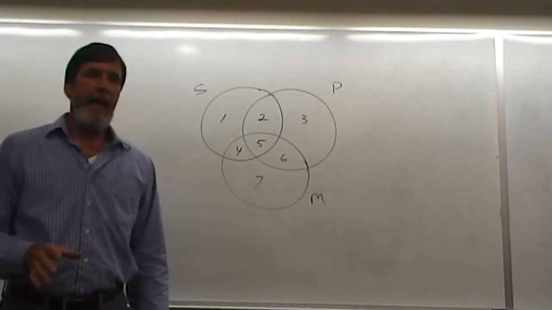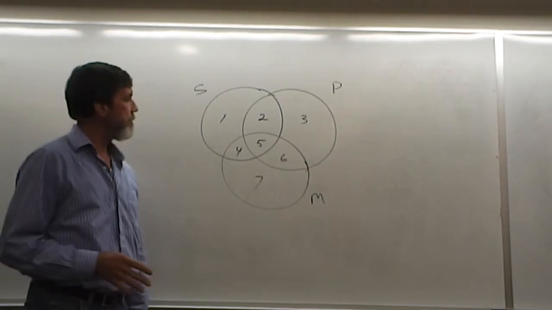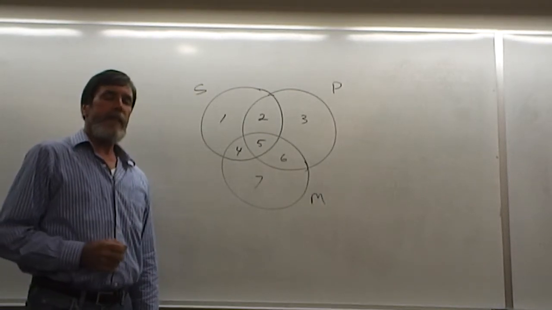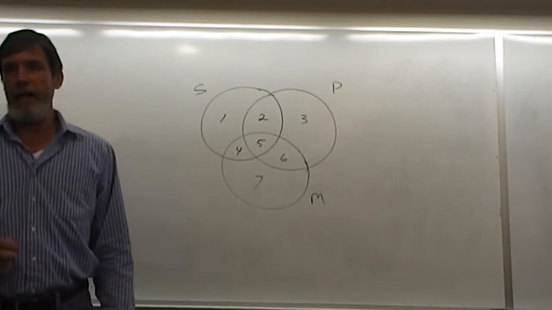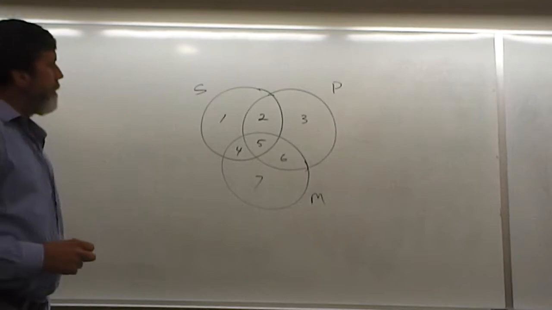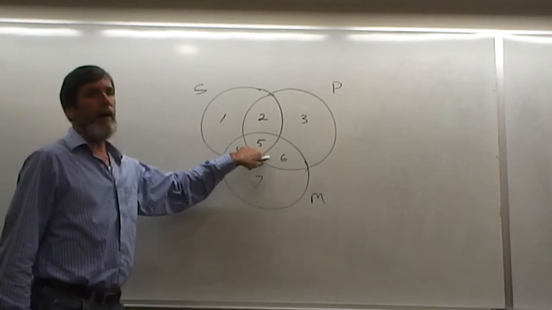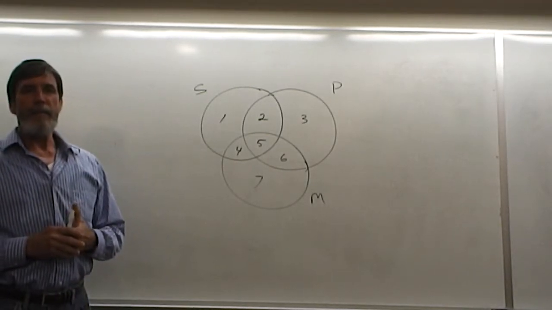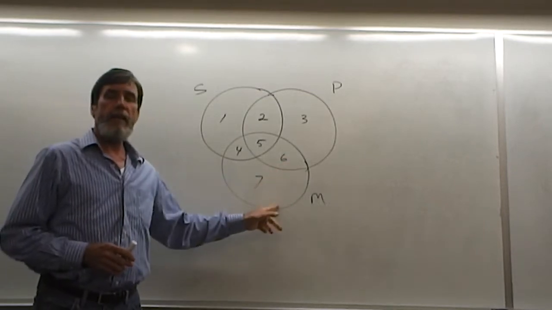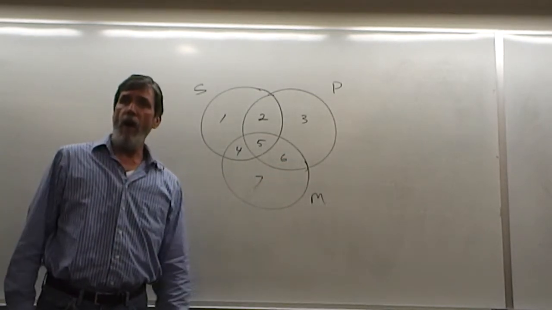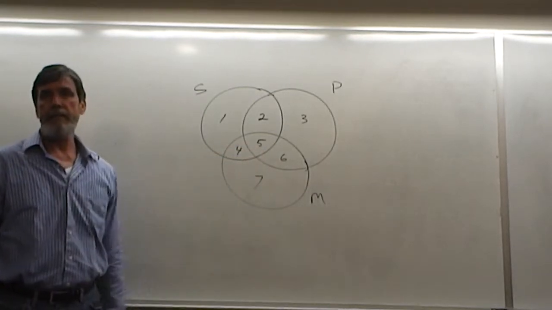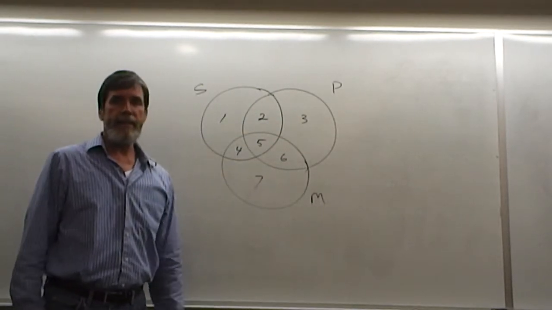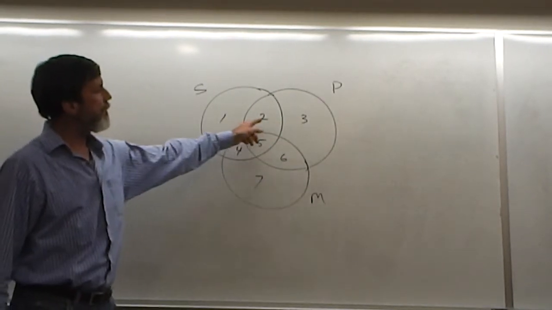Now, in what segments could there be S's that are not at the same time M's? That would be segments 1 and 2. In what segments might there be S's that are at the same time M's? That would be the intersection of S and M, 4 and 5. Where might there be M's that are not at the same time S's? 6 and 7. M's that are S's, 4 or 5 again. Members of the major term class that are not at the same time members of M, segments 2 and 3.